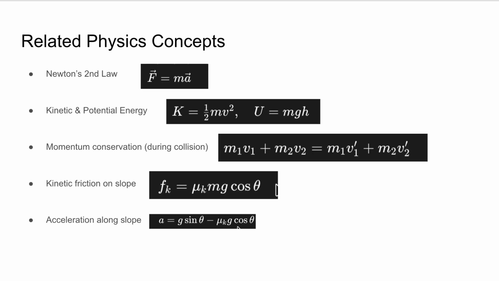The key ideas here are Newton's second law, energy, momentum conservation, and kinetic friction on an incline. Before the collision, friction removes mechanical energy, but during the collision itself, we treat it as perfectly elastic, so momentum is conserved along the x direction.